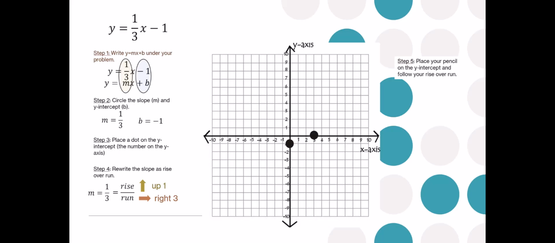Let's try that again because that was kind of fun. We're going to follow our slope by going up 1 and over 3 and putting another dot. Now we just draw your line. Make sure you have arrows at the end of both of them. I also like to label it. And that's it! You did it!